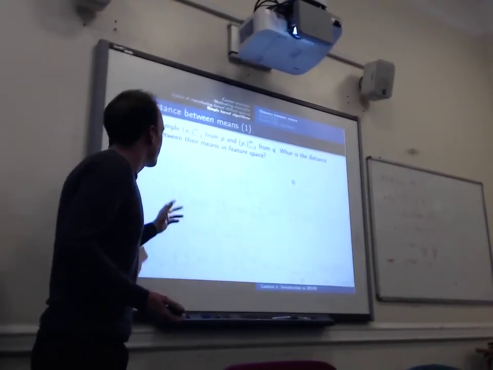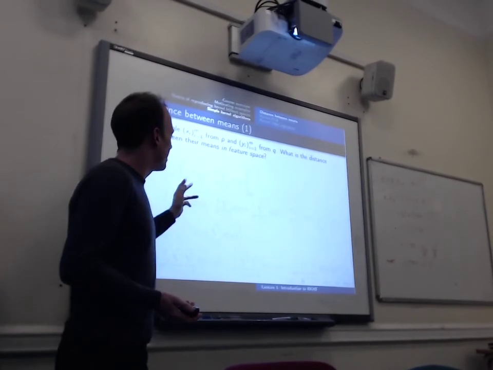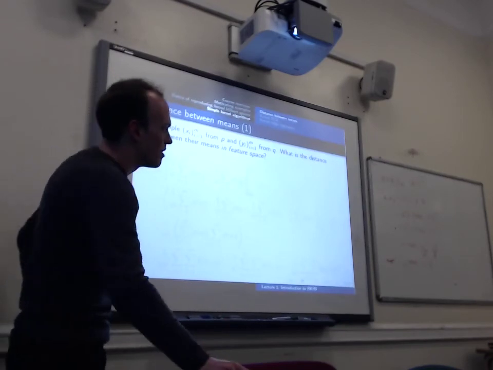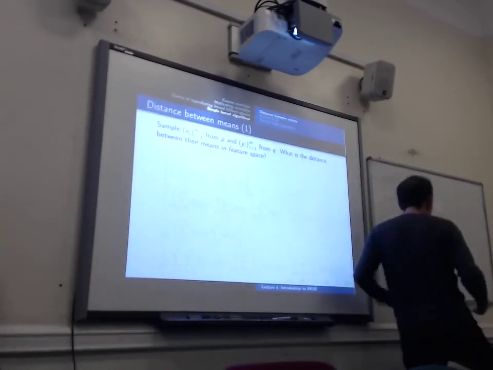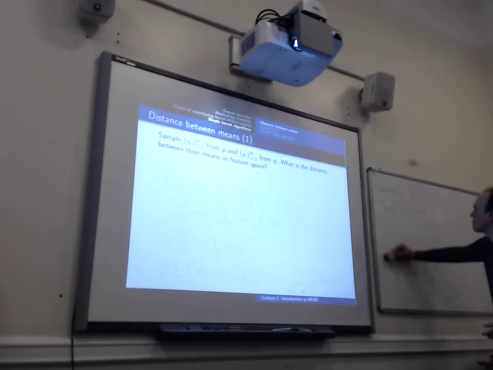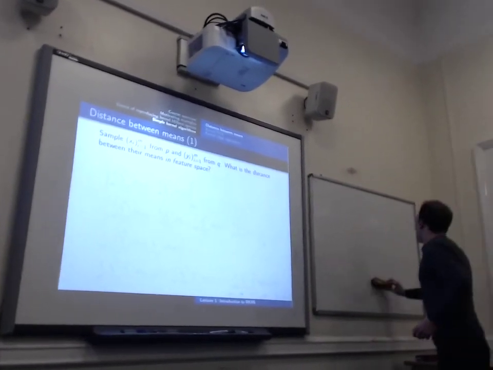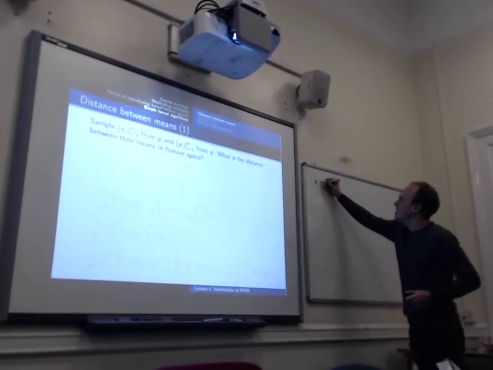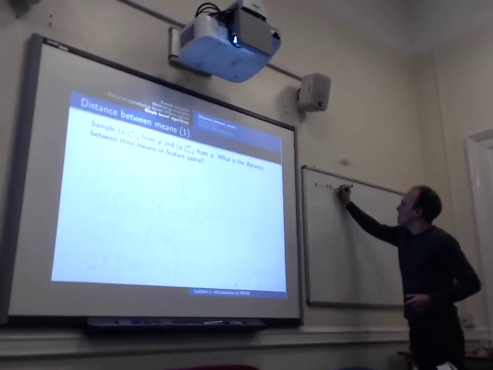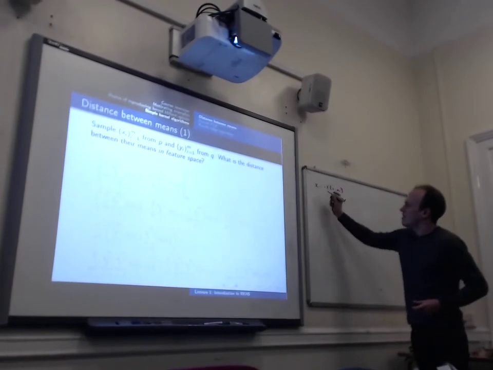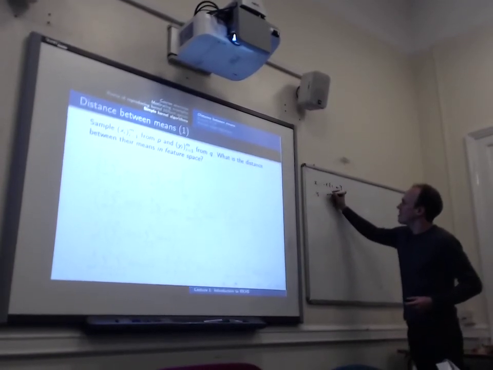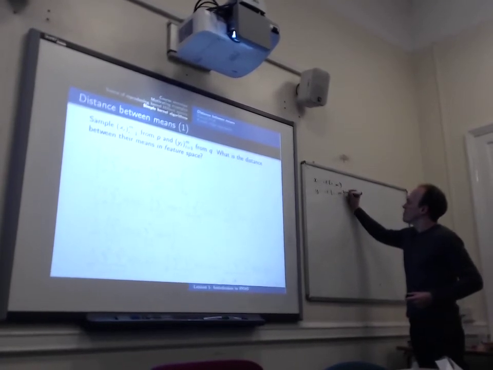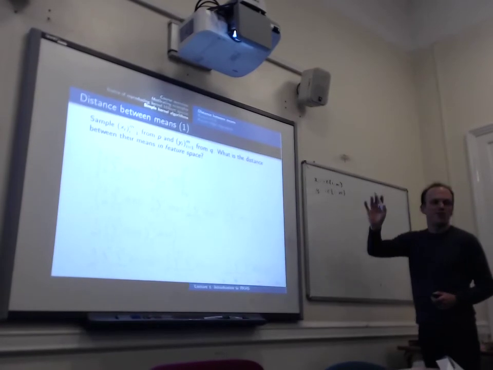Yeah, and I want to know what the difference in means of these is in feature space. Okay, so I'm going to just do it on the board. Let's say that I've got xi, i in 1 to m, and so on, and yi as well. I'm going to say that they have the same number of points for each of them. So what is the difference between their means in feature space?